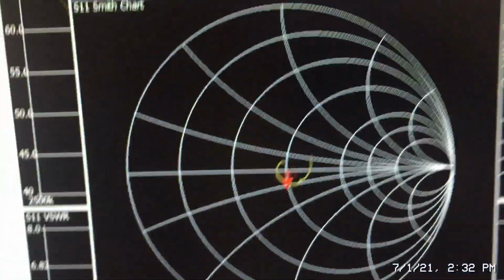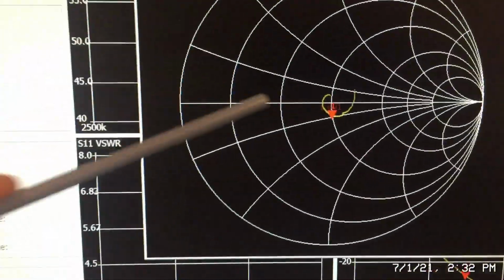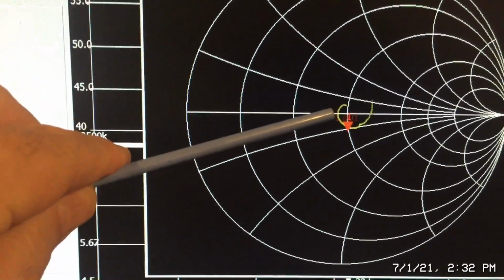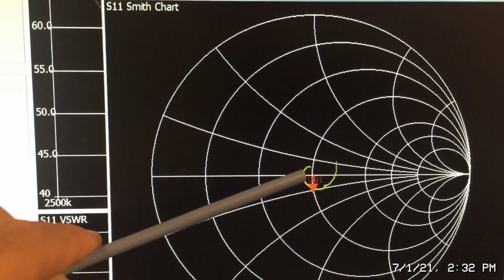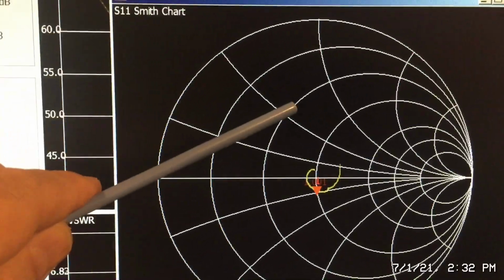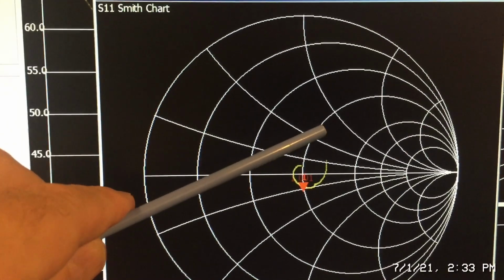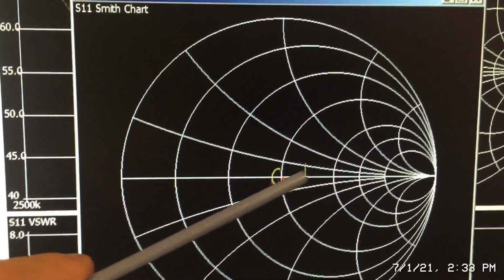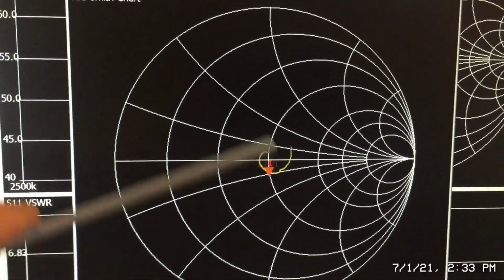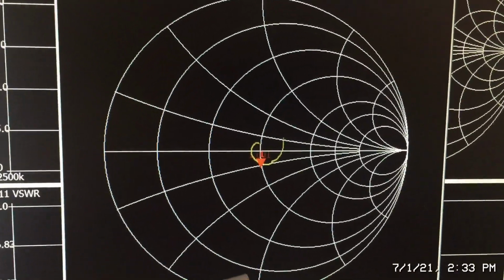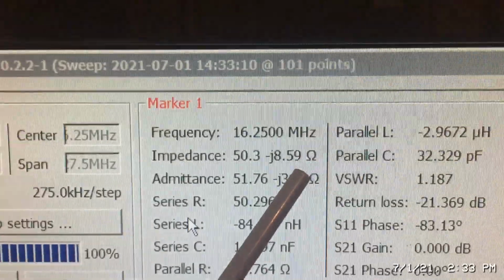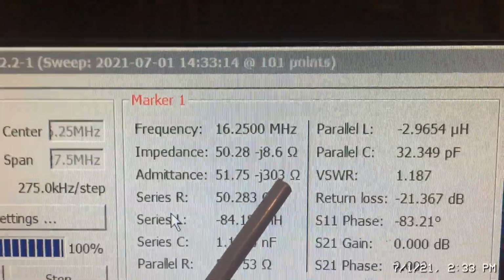I've enlarged the chart a little bit so we can see it a little clearer. Here is our starting point. Again, this line is where we have zero reactance. These are the constant resistance circles. So this is 50 ohms, which is where you see the marker. And then we're on the bottom side of the Smith chart, so it's minus J, we're capacitive. And here are the actual measurements. Here's the real part again, 50.3 ohms, and the imaginary part, 8.6 ohms.